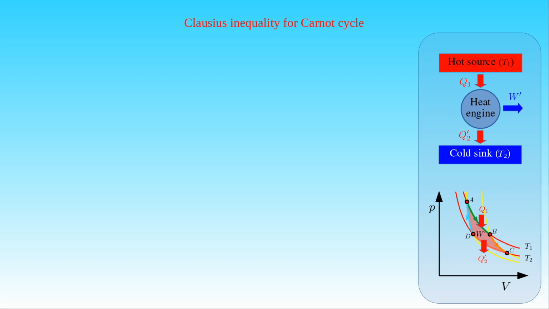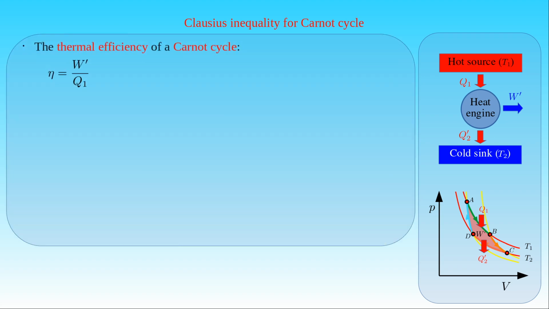We saw that the thermal efficiency eta of a Carnot cycle defined by the ratio of the work W' done by the heat engine to the heat Q1 absorbed by the engine is equal to the ratio of the difference between the heat Q1 and the heat Q2' to the heat Q1 due to the law of conservation of the energy. Carnot's theorem states that this value obtained for the thermal efficiency eta is always less than or equal to the difference between the temperatures T1 and T2 of the hot source and the cold sink divided by the temperature T1. If the Carnot cycle is reversible, then the equality holds, whereas the efficiency is less than this ratio for an irreversible cycle, which can also be written as 1 minus the ratio of the temperature T2 to the temperature T1.